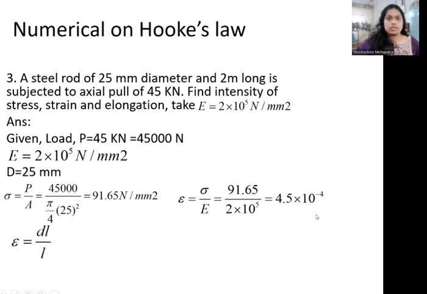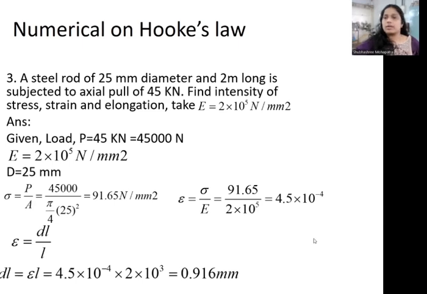Next, for the elongation. We know that strain is nothing but change in length to the original length. In that equation, you can see epsilon is known, as you have calculated already. L is given, that is 2 meter long, so you can convert it to mm. These two are given, so you can easily find this value. That means dL is equal to epsilon, that means strain, into length. So you are getting the value of 0.916 mm.